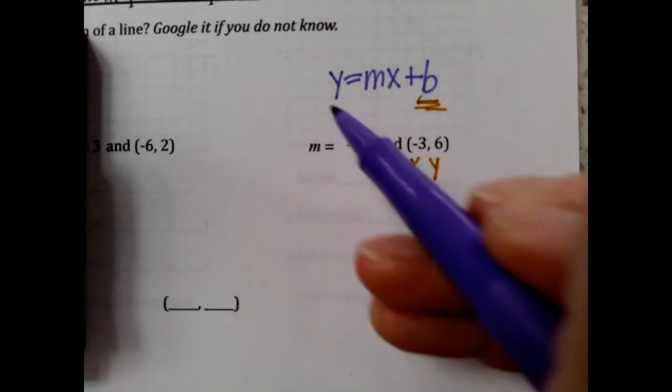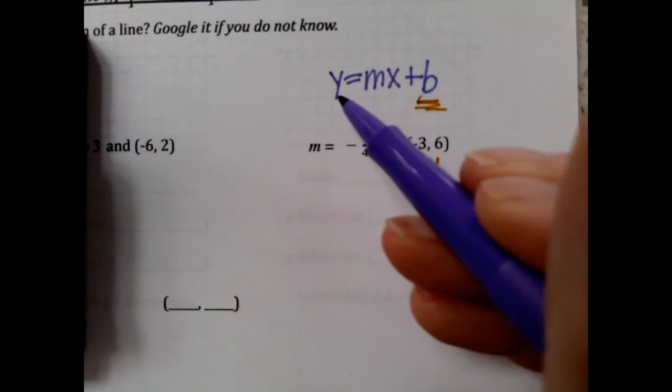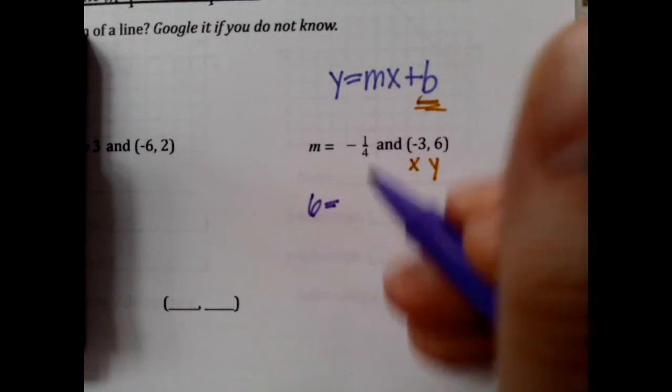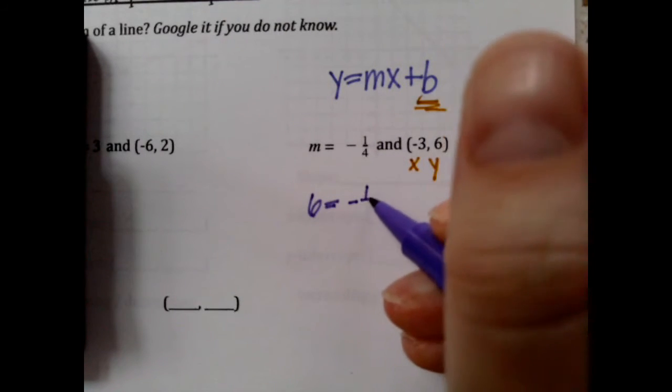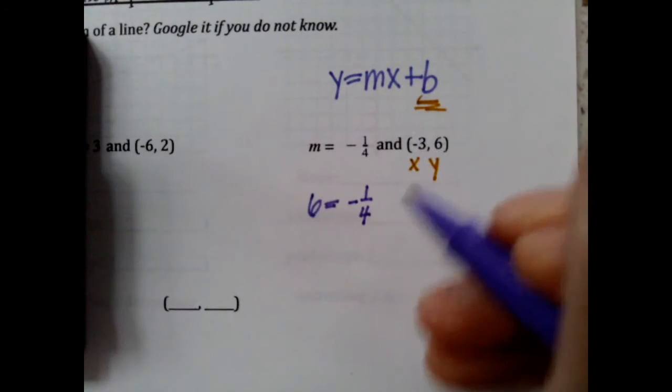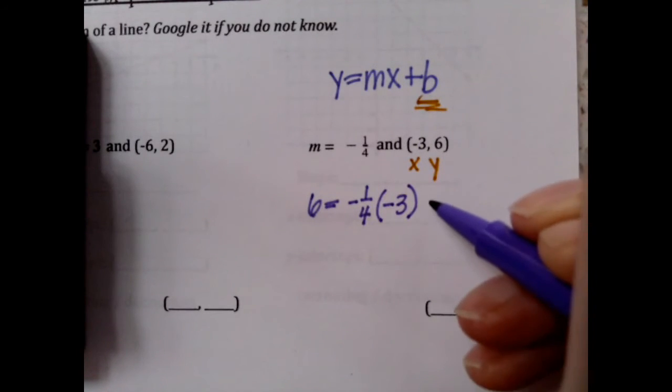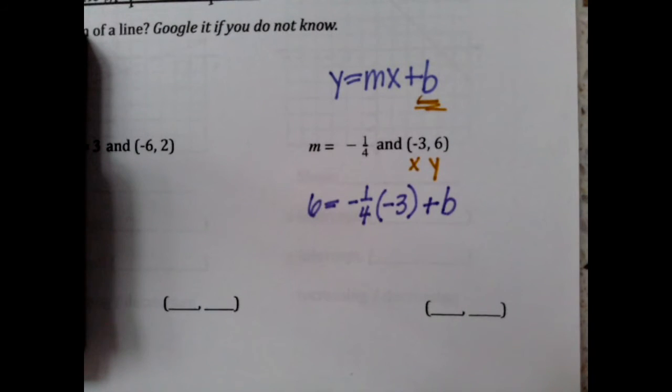Now we can walk through this equation and just plug in what we know. So y is 6. m is -1/4, x is -3, and b we don't know. That's what we're trying to find.